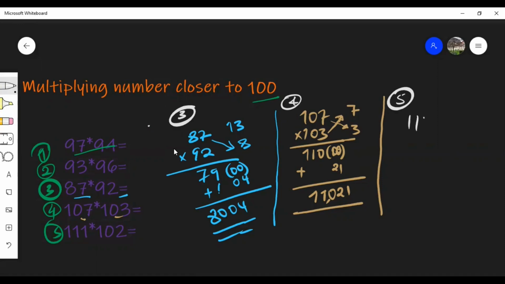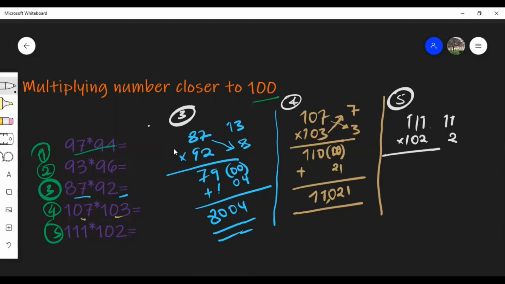5 is 111 multiplied by 102. What you got here is you look at the difference between 111 and 100. Get here 11, and here you get 2. In this case, like I said, we are actually adding, okay? So if you add this one here, you will get the same answers if you add here.